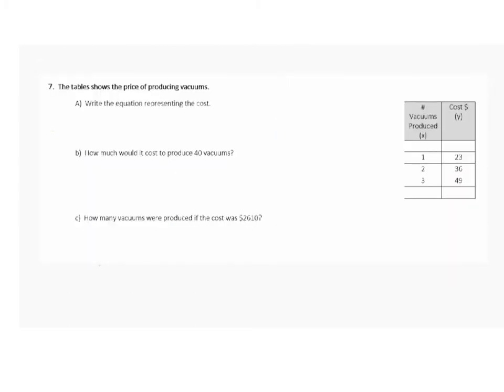All right, the tables to the right show the price of producing vacuums and wants us to write the equation of the costs. So the first thing we have to do is ask ourselves, how much is it increasing from 23 to 36? And then from 36 to 49. How much does it go up by? Well, that's pretty easy. It goes up by 13, right? Plus 13. So our m is 13. To figure out b, we have to fill out the table. So 49 plus 13.